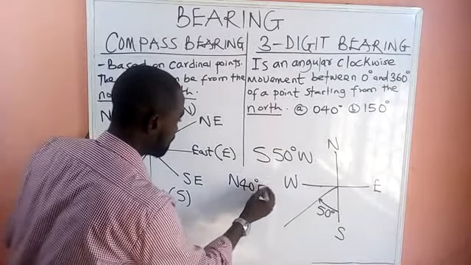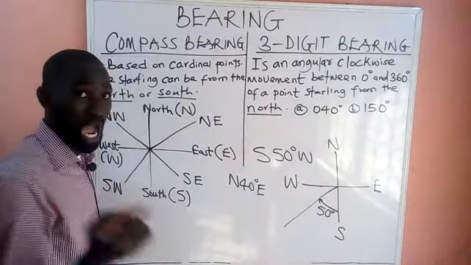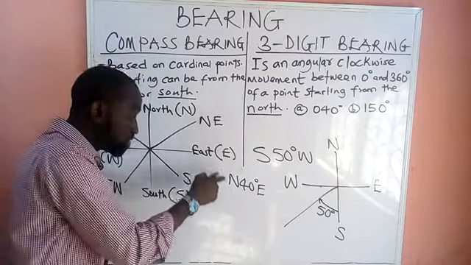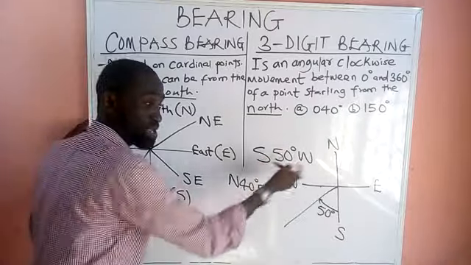40 degrees. This is a compass bearing. How will you know there's a compass bearing? You will see the words, the four cardinal points. It will be there: north, east, south, west. Are you with me now?